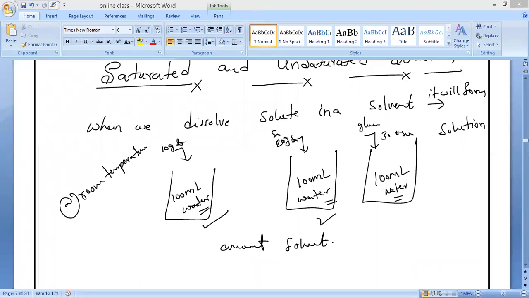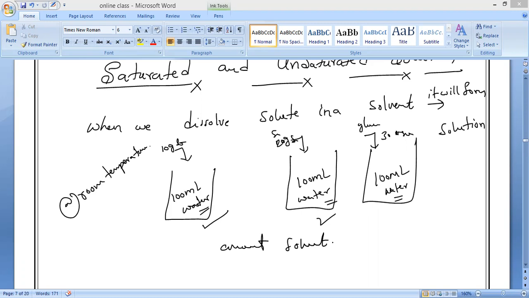So we can prepare different concentrations of solutions by dissolving different amounts of solute in the same amount of solvent. Yes or no, guys? So we can prepare many kinds of solutions. Suppose we take salt solutions, different concentrations of salt solutions, by dissolving different amounts of salt in the same quantity of water.